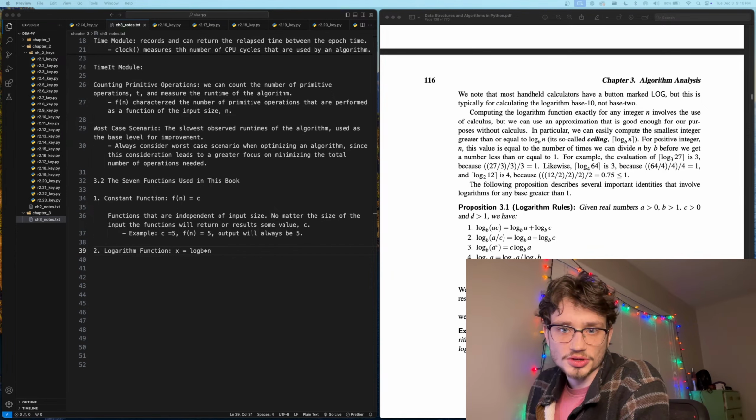To solve the question log base 3 of 27, the question you're asking yourself is: 3 to what power gives me 27? So I'm trying to solve for the exponent. 3 to the power of x equals 27. Solve for x, basically.